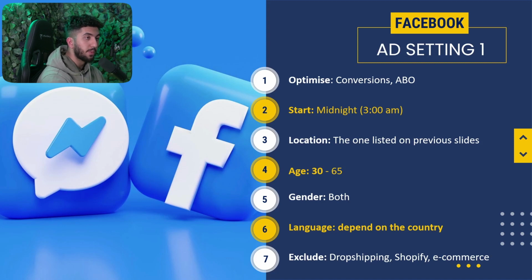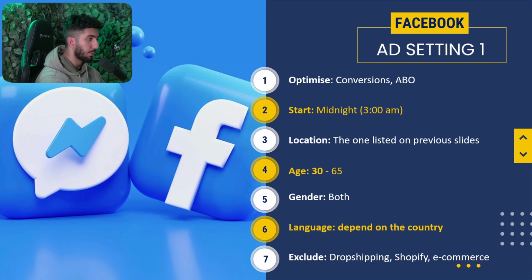So you will start with the conversion ABO and start at midnight. If you're in the middle of the day, for example, don't run your ads, because Facebook will spend your budget till the end of the day, which is at 12. So please don't do that. Facebook just wants to spend your money. So start the ads always at the next day at 3 a.m. and just let them run after that.